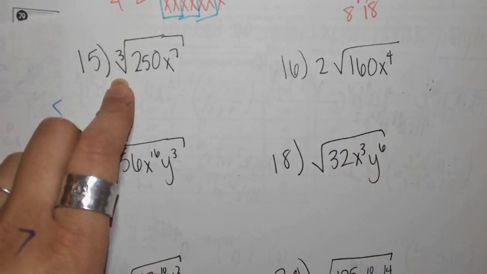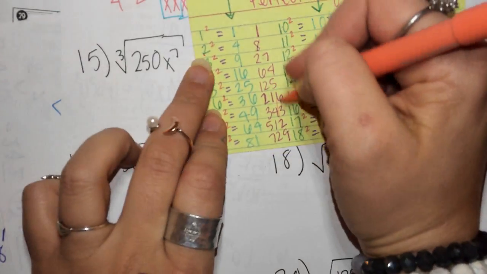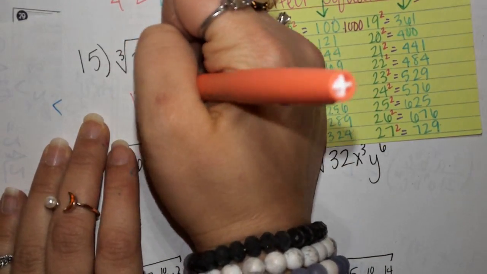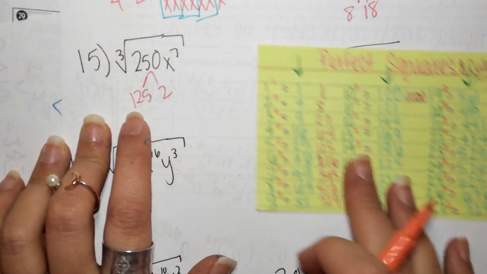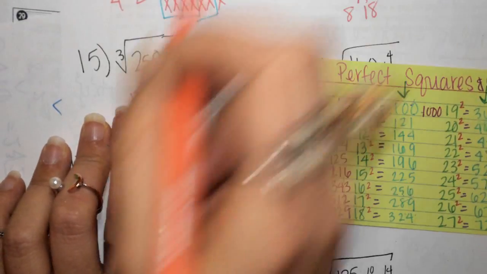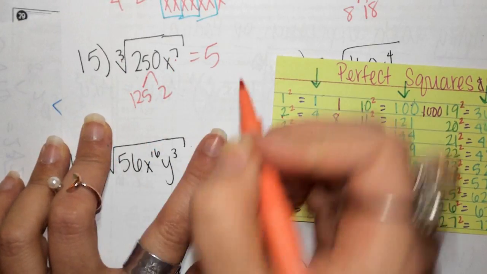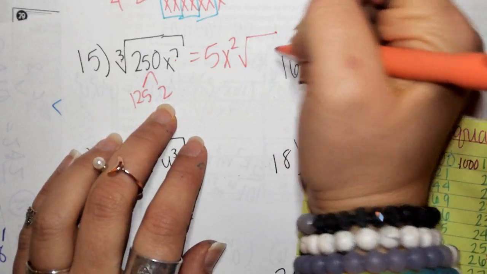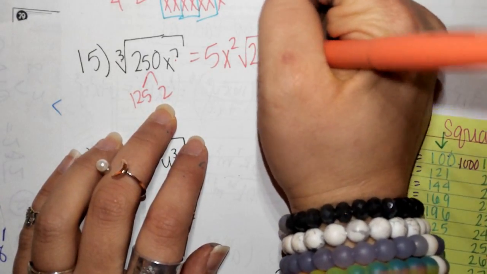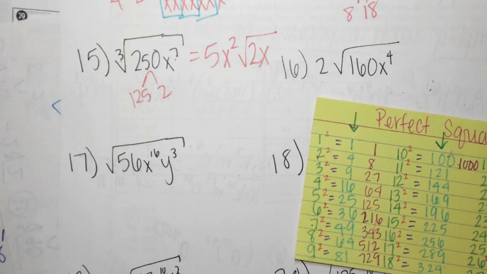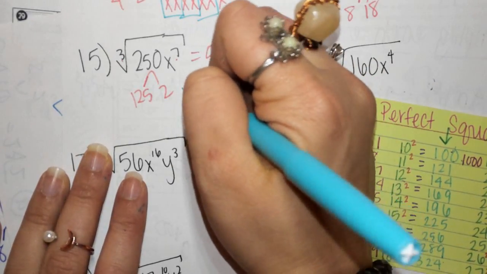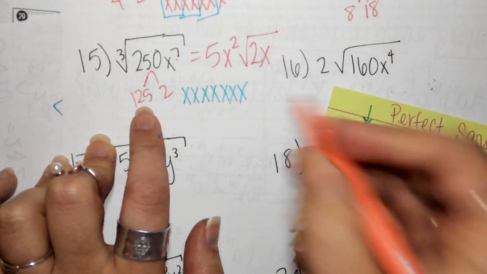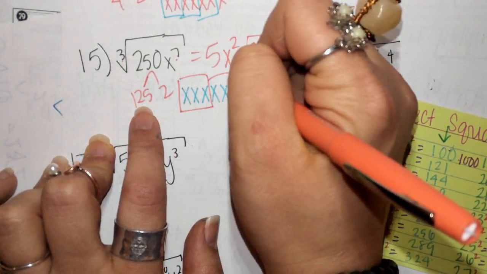Alright, number 15. What is the biggest perfect cube that goes into 250? 125 and 2. Alright, and what's the cube root of 125? It's 5. How many times does 3 go into 7? Twice. With how many left over? 1. What else is left over on the inside? 2. And remember, if you need to, write down 7 x's and then break it into groups of 3.